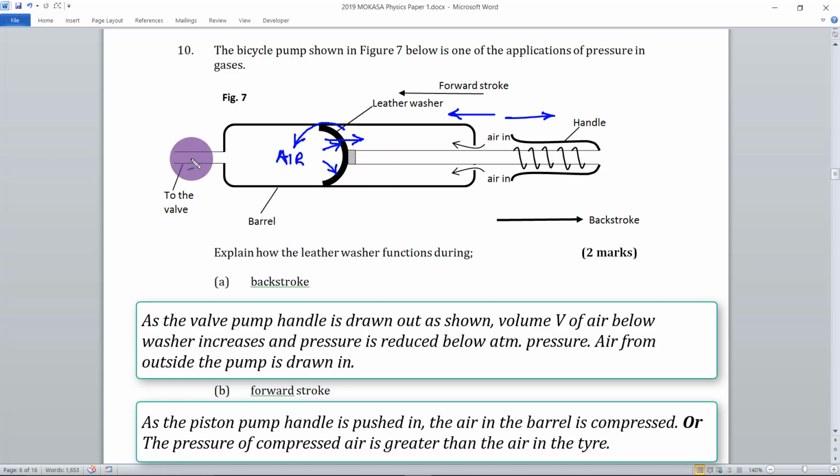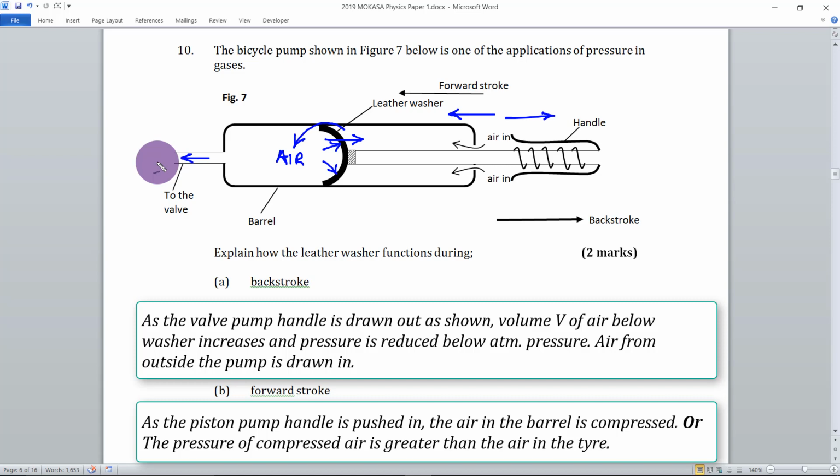The only way that air can escape is via the valve. So it's going to force the valve to open, and air will move into the tube. So during forward stroke, the washer will remain firmly pressed against the walls of the barrel because of the way it is shaped, and that will force the air to escape via the valve. When it escapes via the valve, it actually moves into the tire, into the tube. And those are the answers you would give for 10A.